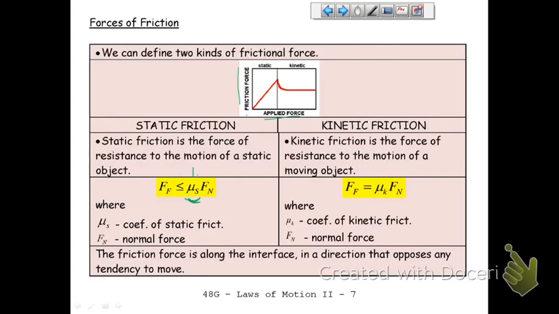coefficients of friction. There's the static case where the frictional force is less than or equal to a constant times the enmeshment force, which is the normal force. And then we have kinetic friction. This is motion where the frictional force is simply equal to the coefficient of kinetic friction times the normal force. And what you find is typically the coefficient of static friction is a bigger number than the coefficient of kinetic friction. And these numbers range from 0 up to about maybe 1.5.